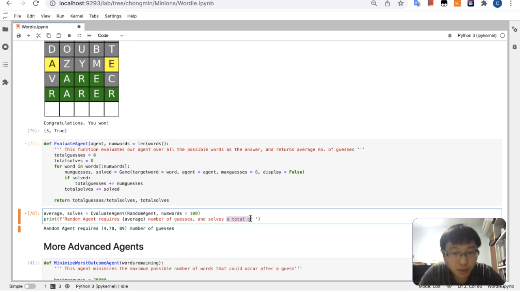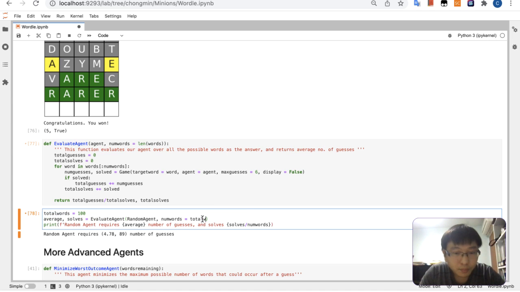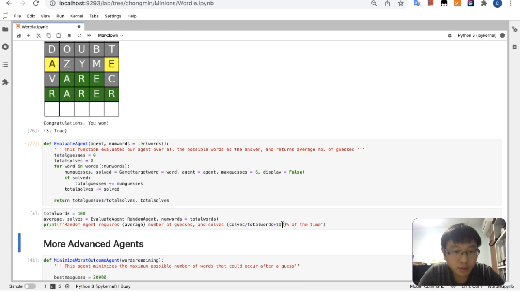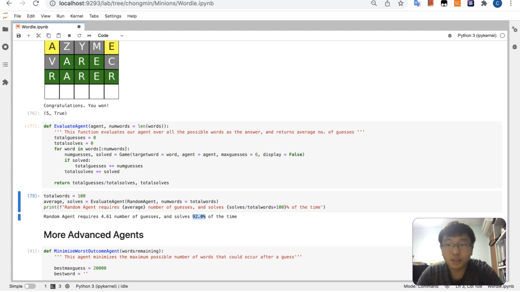And solved divided by num words. So maybe we just put total words as 100. Solved divided by total words. Okay, let's try this. Very nice, and it solves 92% of the time.